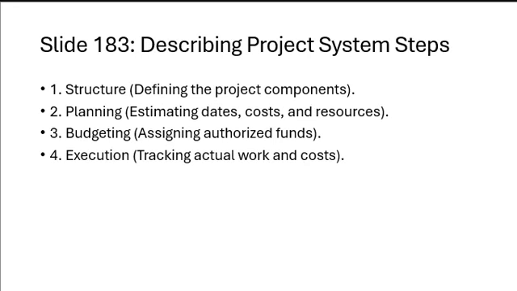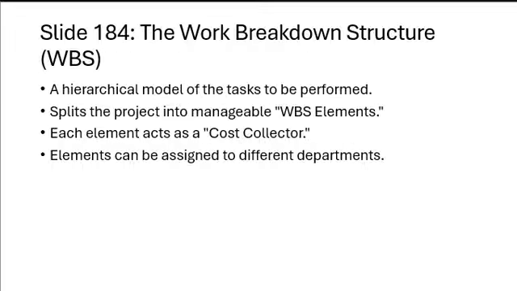Describing project system steps. Okay, so the first step is structure, defining project components clearly. Second step is planning dates, costs, and resources. Third step is budgeting, assigning authorized financial funds. Step number 4 is execution, tracking actual work and cost. So each step builds a foundation for successful project management. Planning will ensure resources and timelines are realistic.